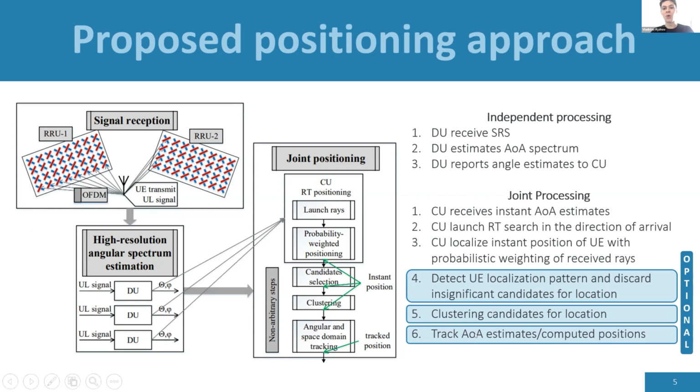The next steps are optional and can be used as features to improve the accuracy of our algorithm. As we will show later, it really helps us estimate positions better. One of the features is to detect the localization pattern of the user equipment and discard the candidate positions that we got after probability weighted positioning. Next is clustering of candidates and selecting the most appropriate cluster. And the last one is tracking.